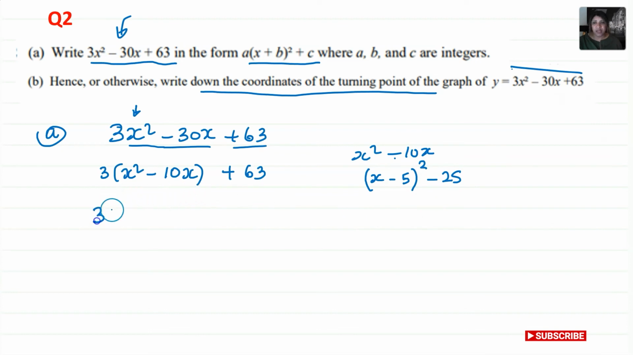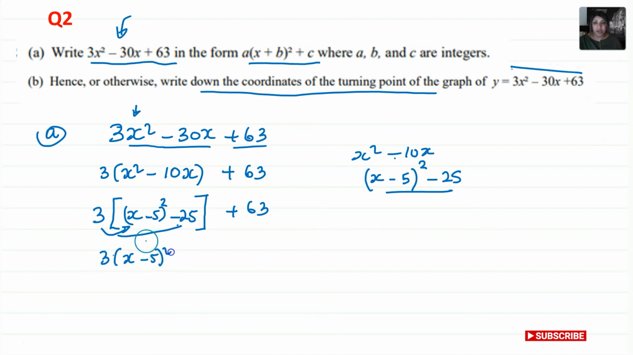Okay, so now we have 3. I'm going to introduce a square bracket now because we're going to have 2 brackets. So this whole part now is this one here. So x minus 5 squared minus 25. Okay, now I can close the bracket. And then plus 63. Now I need to bring back the 3. So 3 times this bracket and then 3 times this lot. Okay, so I'll have 3 x minus 5 squared, 3 times negative 25, that's negative 75, and then add the 63.